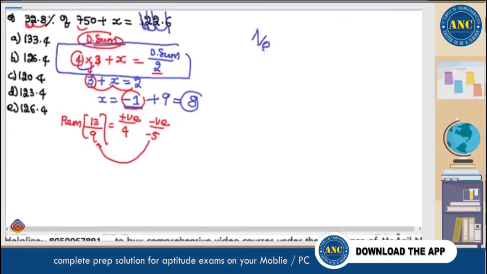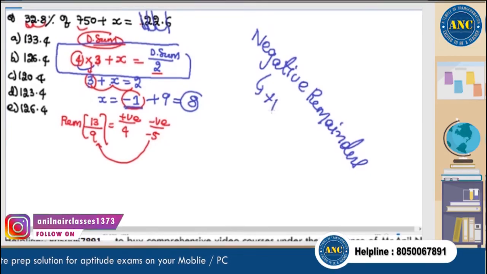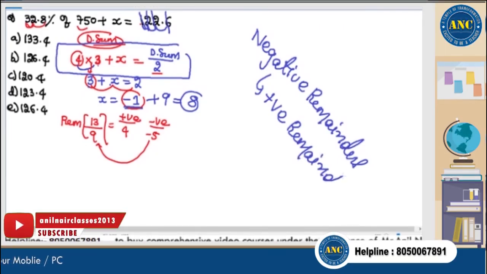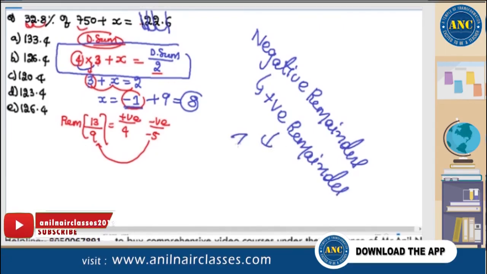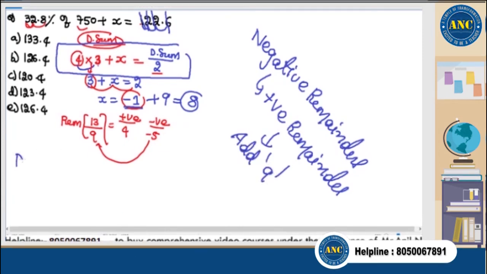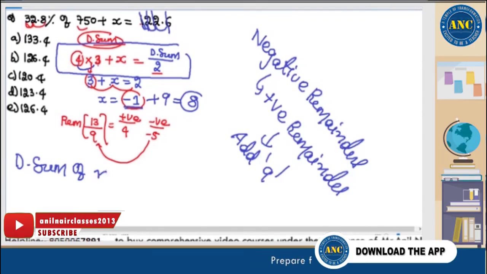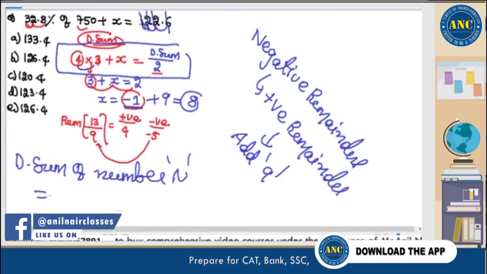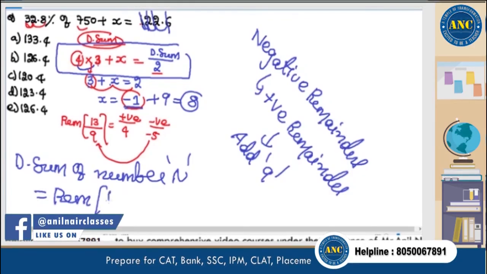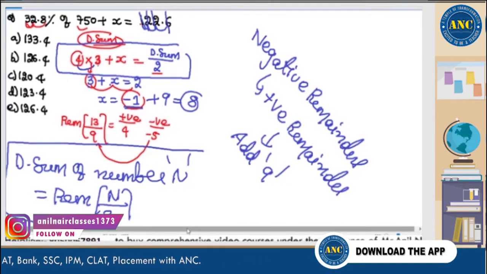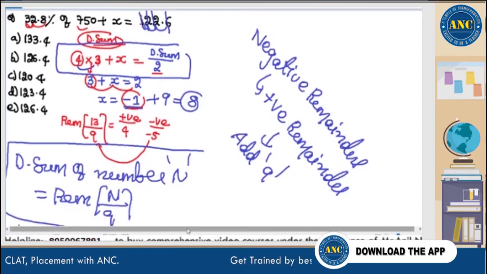Whenever you get a negative remainder, to convert it into a positive remainder, add 9, because the digital sum is, please write down this point, digital sum of a number is the remainder when you divide the number by 9. Write down. Right?